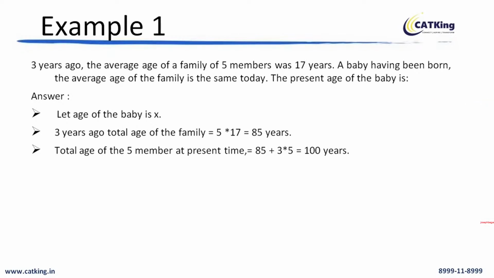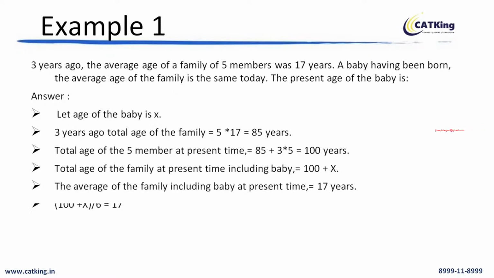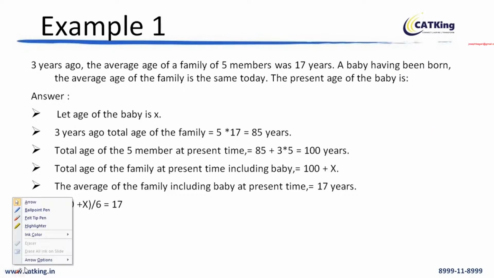So now you have the age of the baby, which is x, and you have the total age of the other members, and when you divide by 6, you will get the average. So the total age of the family at the present time, including the baby, would be 100 plus x. Average is 17. So 100 plus x upon 6 is 17. The 6 goes on the right side, and it becomes 6 into 17.